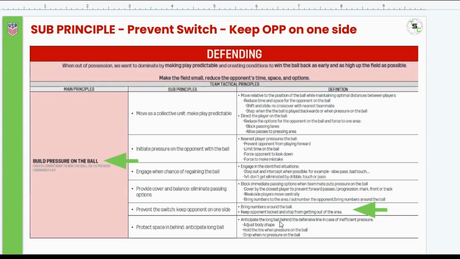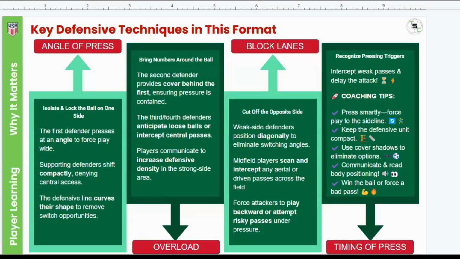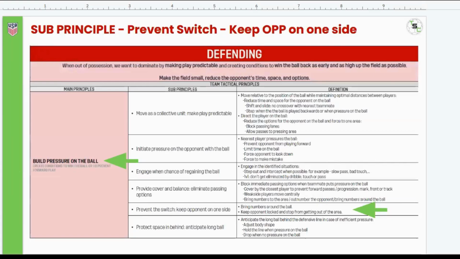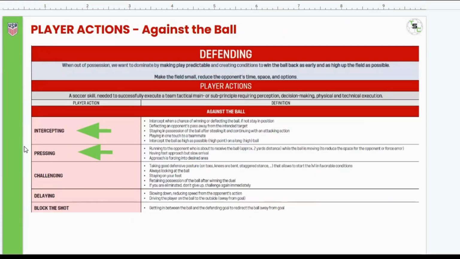You want to bring numbers around the ball. You want to keep the opponent locked and stopped from getting out of that area by outnumbering the opponent, overload, the angle of the press, the timing of the press. So those are the techniques that I just mentioned here in slide 5. Player actions. Intercepting, I mentioned that. So when you have a chance of winning the ball or deflecting the ball, you can step out. If not, it's better for you to stay in position and wait for the next pass.